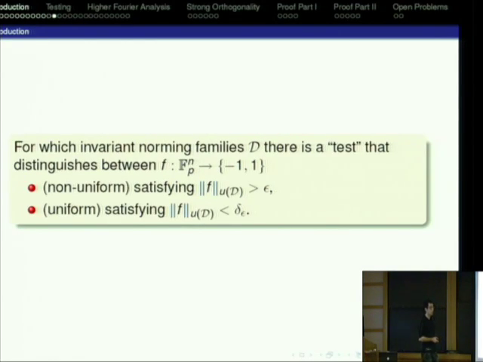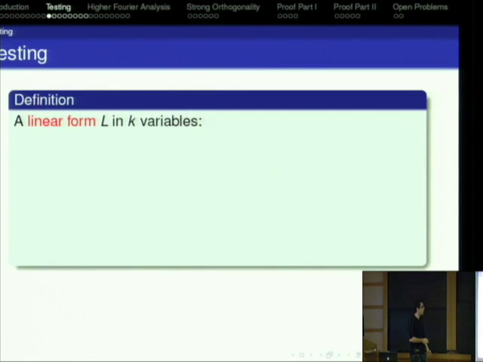Now, let me restate the question that I'm interested in, again, in a more precise but not completely rigid way. So I want to see for which invariant norming families there is this test that distinguishes the non-uniform case from the uniform case. So the only part that is missing at this point is this test part. I haven't defined it rigorously. So to define it, let me define some notation first.